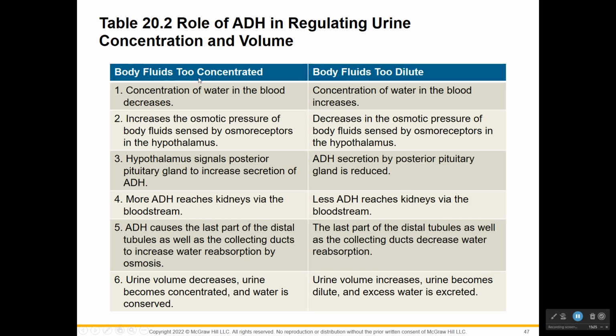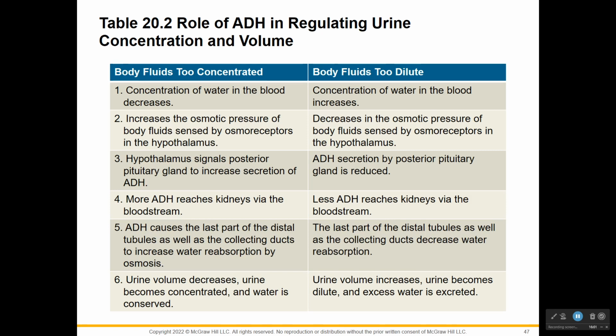So if your body fluid is too concentrated, that means you need more water. And so what's going to happen is you eventually need to stop peeing as much. And so you're going to release more ADH, and that's because of these osmotic pressure receptors in your hypothalamus, monitoring the interstitial fluid and the water in the blood.